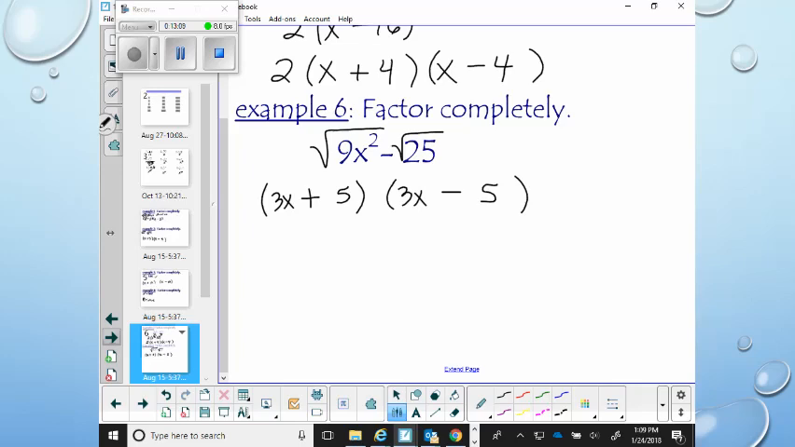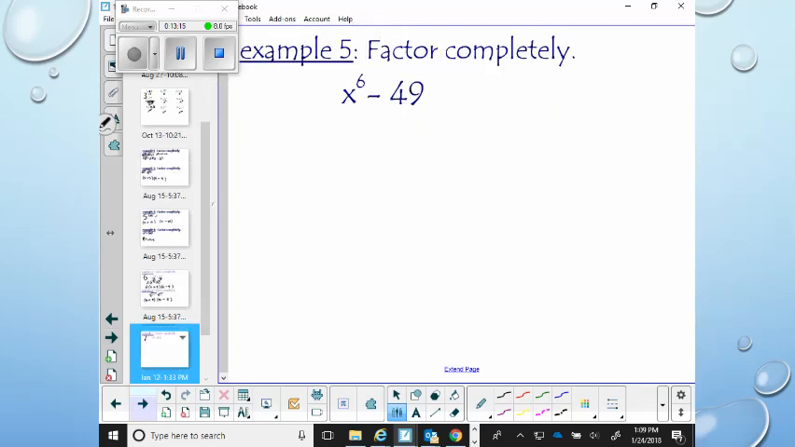Let's do one more and then we'll do homework. Remember what I said about even exponents. If it's got an even exponent, it's a perfect square. You just got to divide it by 2. Okay. Is this a difference of squares? Yep. Because it's a difference, there's a subtraction sign. x to the 6th is a perfect square. 49 is a perfect square.